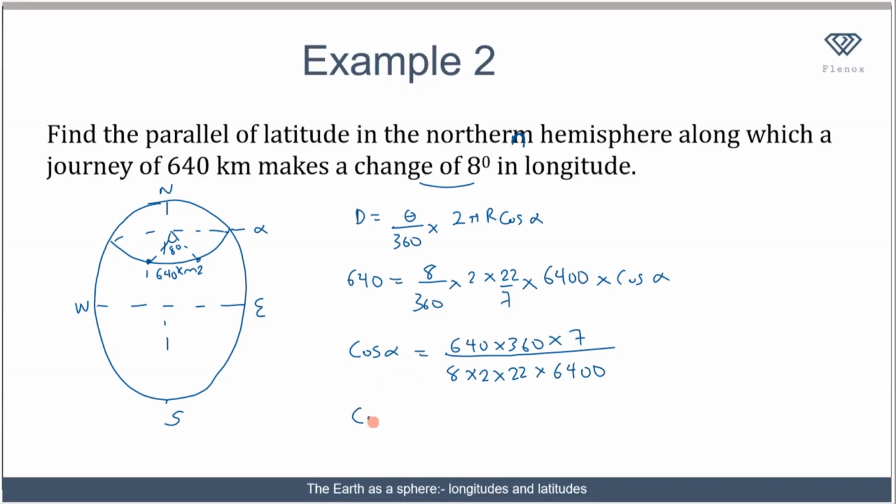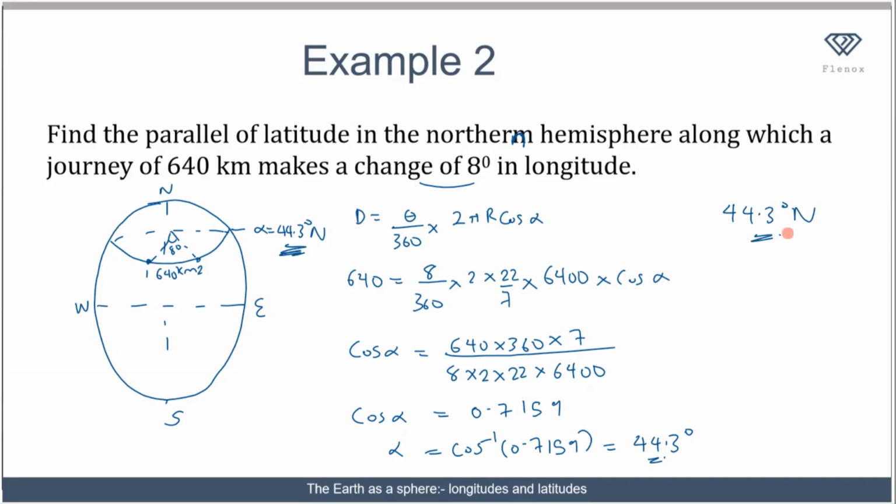And when I punch this into my calculator, I have cos alpha equal to 0.7159, and my alpha will just be the cos inverse or arc cos of 0.7159, which is 44.3 degrees. Since I'm told that this line of latitude lies in the northern hemisphere, my coordinate is 44.3 degrees north. So this pretty much sums up the idea of latitude and longitude.